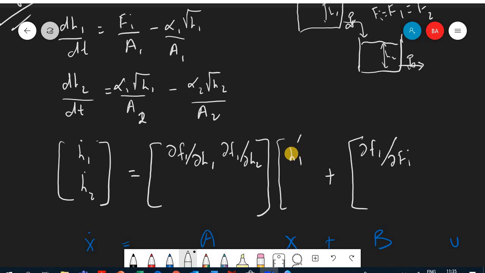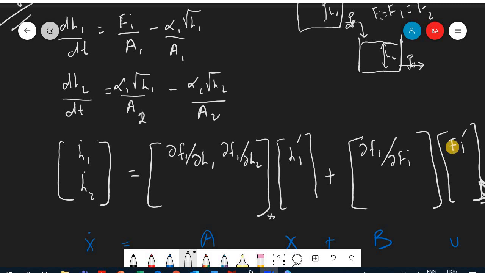So how can I fill this? Everything is here at steady state, okay? So here's df1 by dh1 at steady state into h1 prime, plus df1 by dfi into fi prime. This is exactly our solution that we are used to. Again, h1 dot is equal to df1 by dh1 h1 prime plus df1 by dfi into fi prime. That is the linearization in deviation format that we are used to.